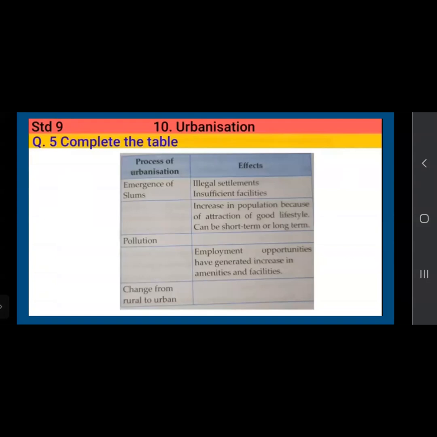So because of the process of urbanization, pollution is also there. So because of pollution, what is happening? Employment opportunities have decreased, and there is an increase in amenities and facilities. So because of the process of urbanization, you can see the effects: illegal settlements are there, facilities are not provided, then population is increased, then employment opportunities have generated an increase in amenities and facilities.